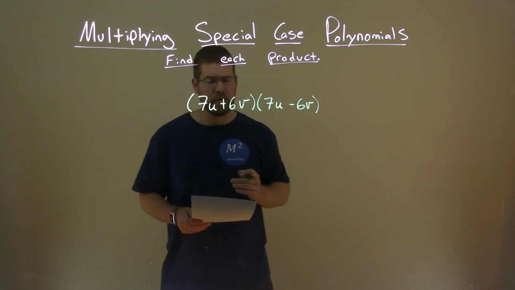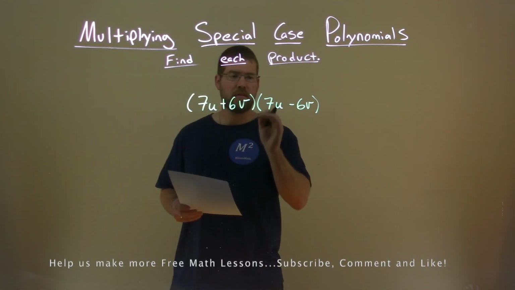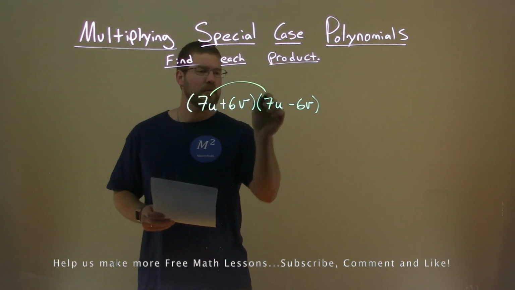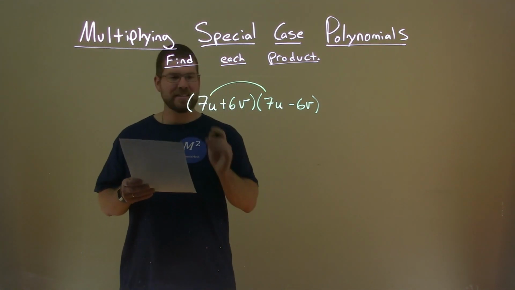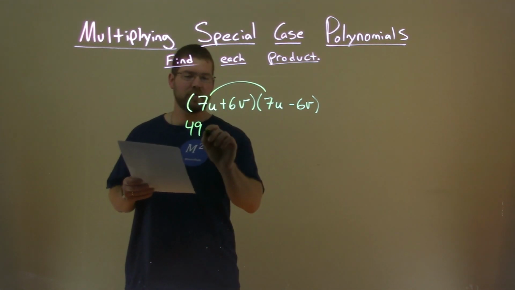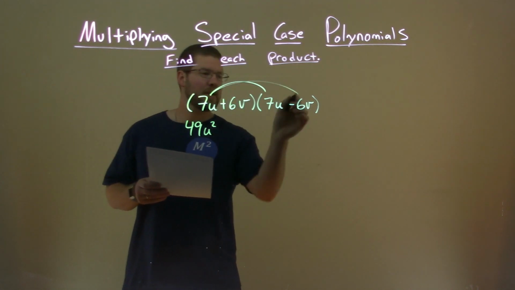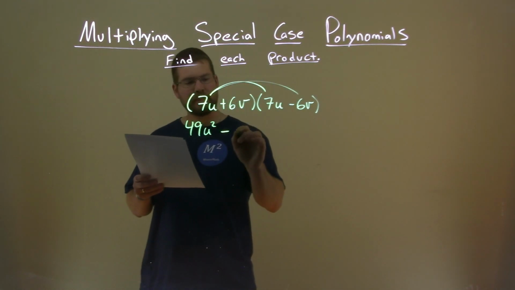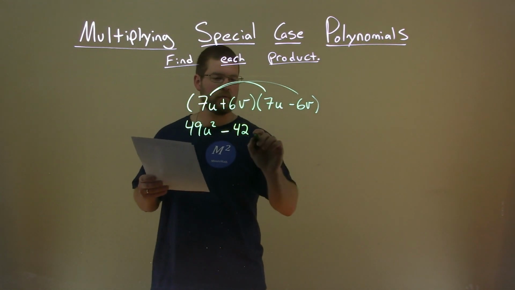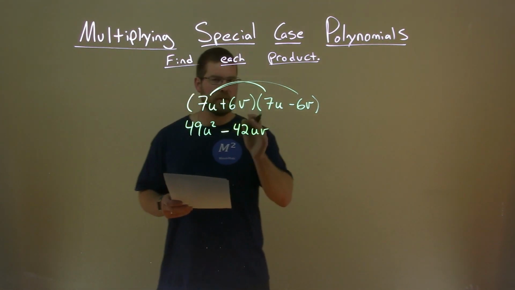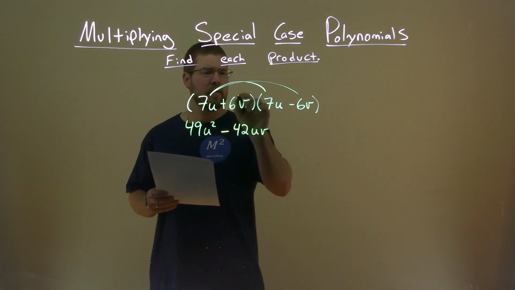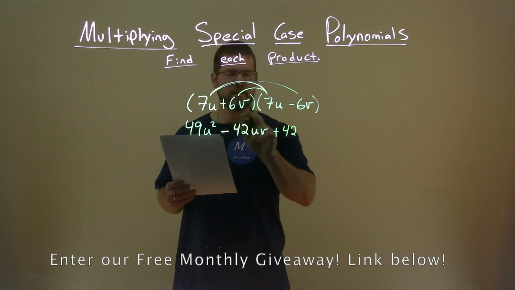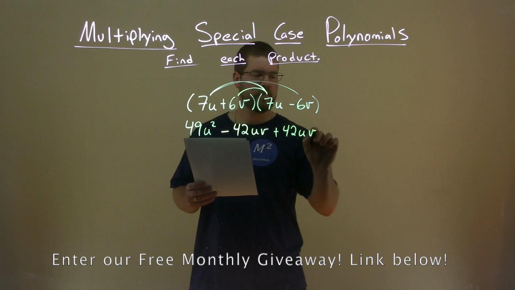We're given this problem here, 7u plus 6v times 7u minus 6v, and we need to find the product. So let's multiply this out. 7u times 7u, well, 7 times 7 is 49, and u times u is u squared. 7u times a minus 6v, well, positive and negative is a negative, and 7 times 6 is 42. So we have 42 here, and then u, v. Can't really combine the variables there, so we keep it as multiplication. Continuing on. 6v times the 7u is a positive, 6 times 7 is 42. And again, it's v times u or u times v, uv.